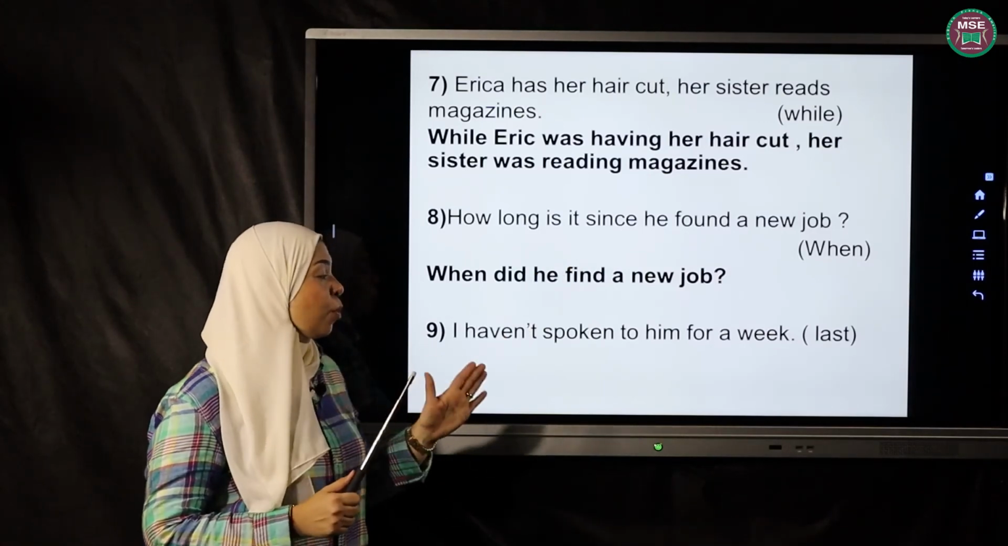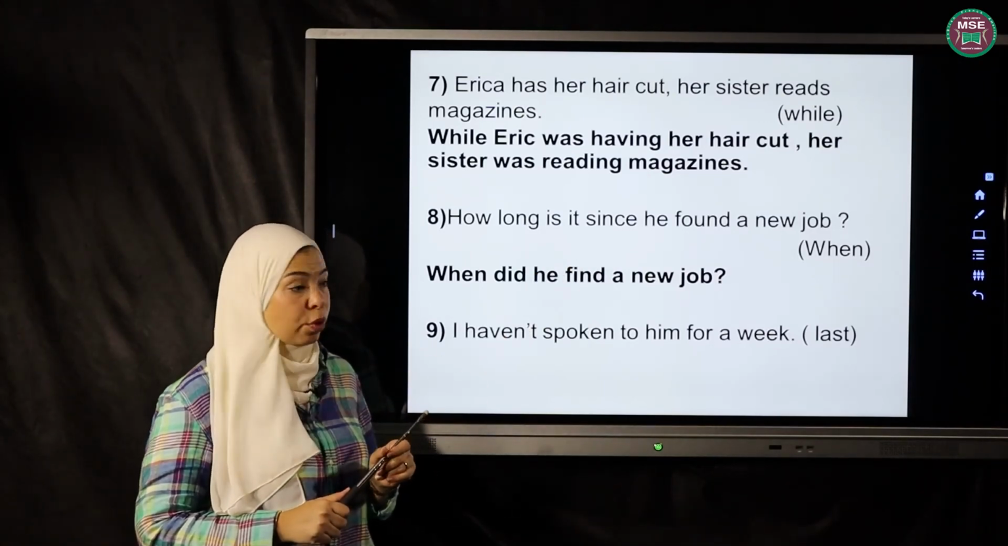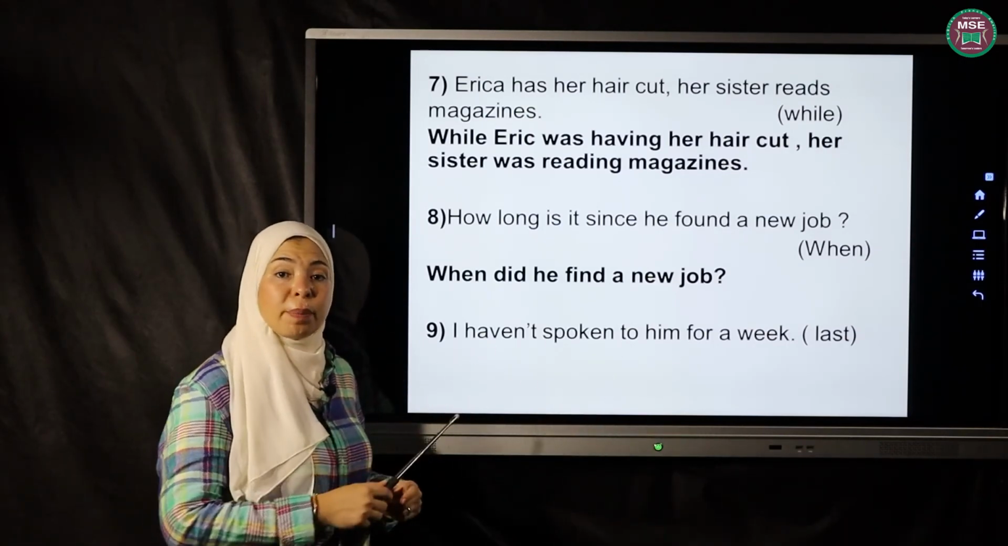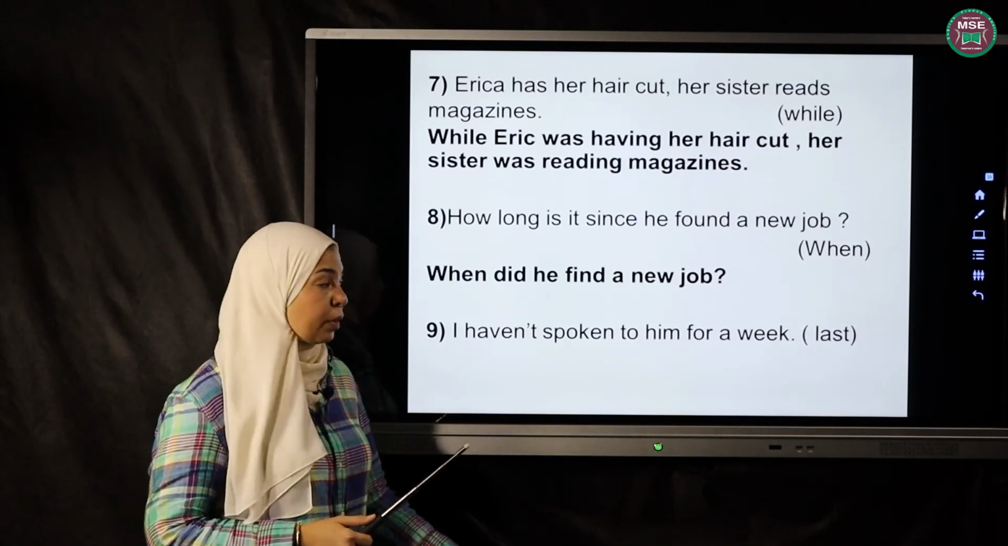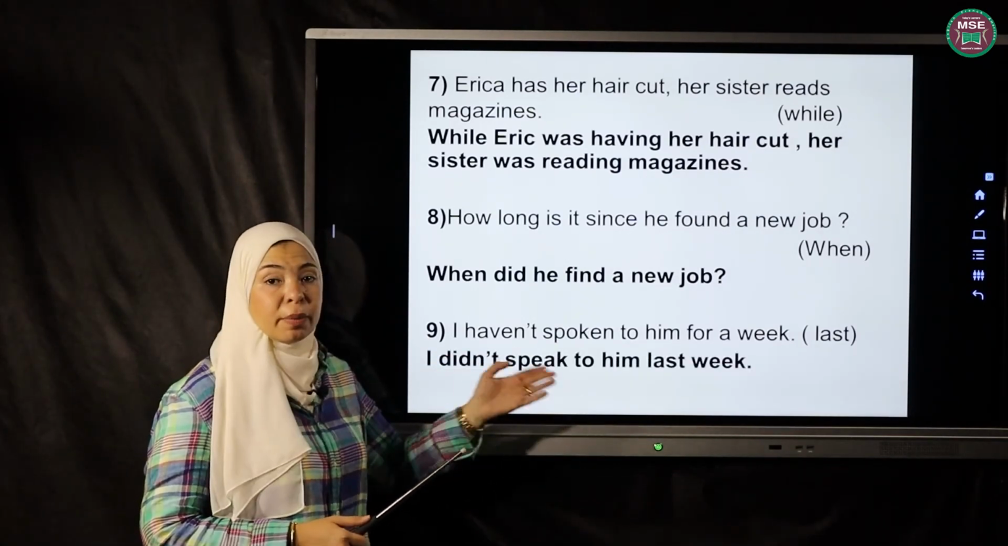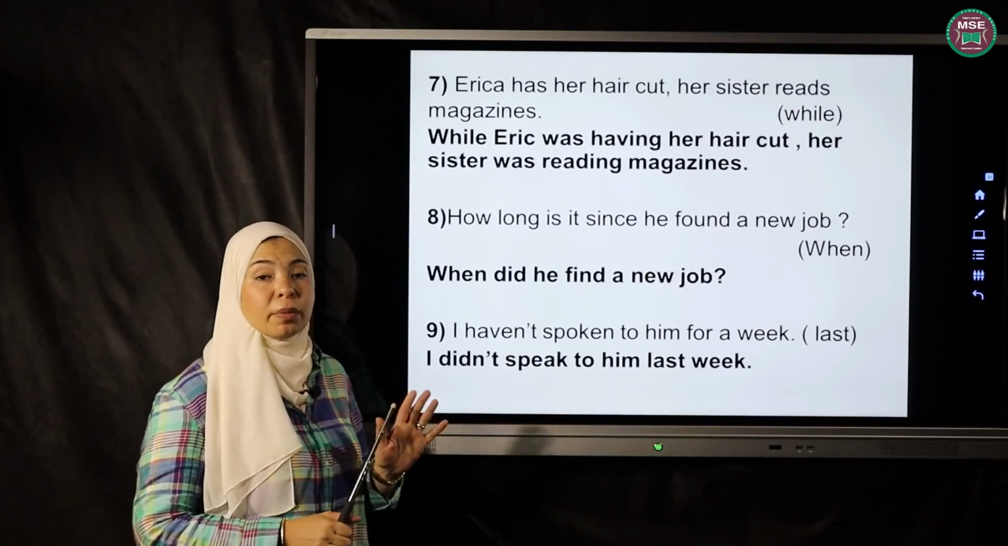Number 9. I haven't spoken to him for a week. And I want you to use last. Present perfect would be changed to past simple. Okay? So instead of saying I haven't, I'll say I didn't speak to him last week.